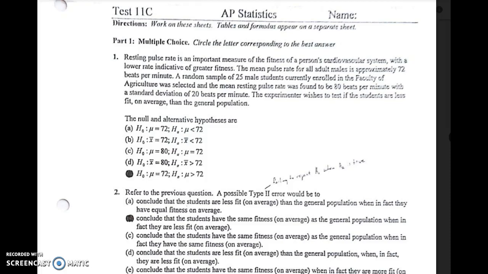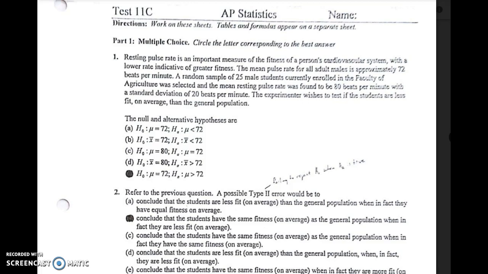All right, we're looking at the 11C practice test. The first question here says, resting pulse rate is an important measure of the fitness of a person's cardiovascular system, with a lower rate indicative of greater fitness. The mean pulse rate for all adult males is approximately 72 beats per minute.